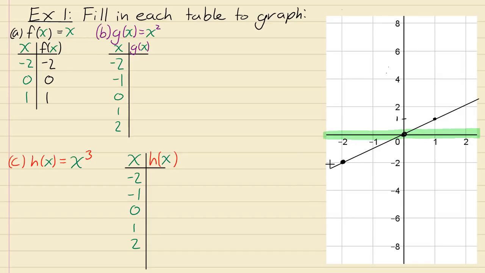You could also think of it as a line with slope 1 and y-intercept 0. You can think of this as y equals 1 times x plus 0 if you want to think of it in slope-intercept form. So it's like a basic line. You can think of this as the basic linear equation. And here's the basic quadratic equation.